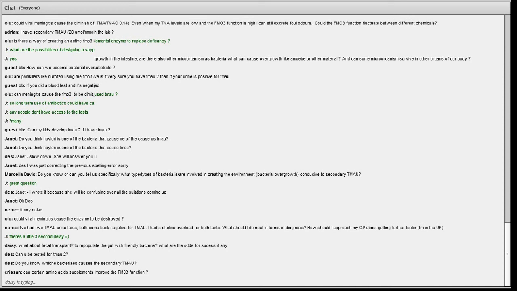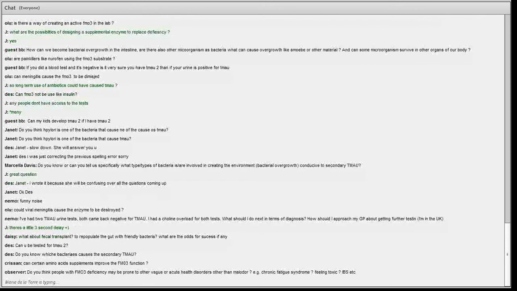I wonder if the person maybe doesn't want to tell us why they're asking that question, or whether they know someone who's had meningitis who then has developed symptoms of TMAU. But I don't know of any published report. That doesn't mean there isn't one, of course. FMO3 is very predominant in the liver, with only a very small amount in a particular section of the brain. It's an enzyme that really is confined to the liver.